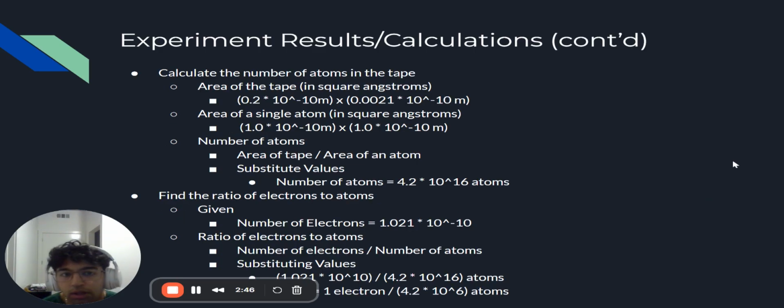So here is more results and calculations. Basically, we're looking at the number of atoms in the tape. We looked at the area of the tape, the area of a single atom, and the number of atoms, which is seen by the formula area of tape divided by area of atom, and we substituted values. For example, the number of atoms. And then we saw the ratio of electrons to atoms by looking at the number of electrons and the ratio of electrons to atoms through another formula, which is number of electrons divided by number of atoms. And then we substituted values as shown there.